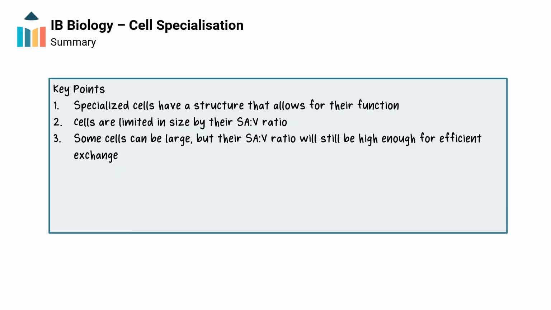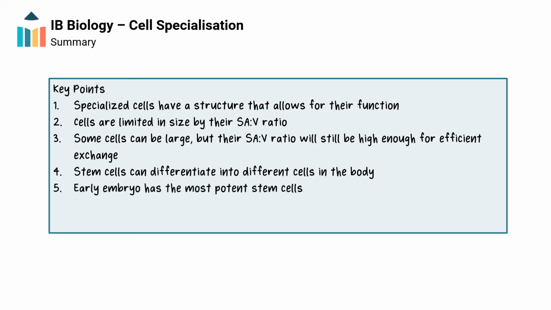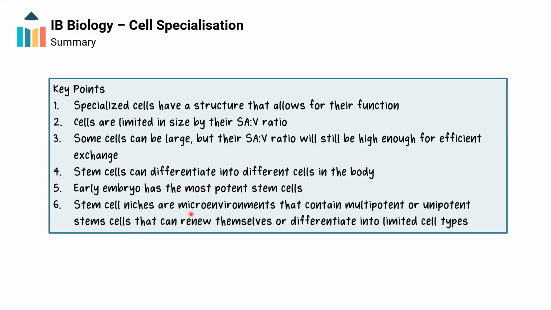We also reviewed how stem cells can differentiate into different cells in the body and that the early embryo has the most potent stem cells. We looked at stem cell niches, which are microenvironments in the body that contain multipotent or unipotent stem cells that can renew themselves or differentiate into a limited number of cells.